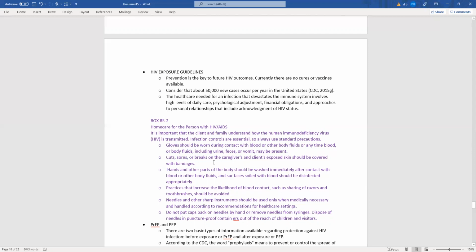Cuts, sores, or breaks on the caregivers' and clients' exposed skin should be covered with bandages. Hands and other parts of the body should be washed immediately after contact with blood or other body fluids and surfaces. Soiled items with blood should be disinfected appropriately. Practices that increase the likelihood of blood contact, such as sharing of razors and toothbrushes.